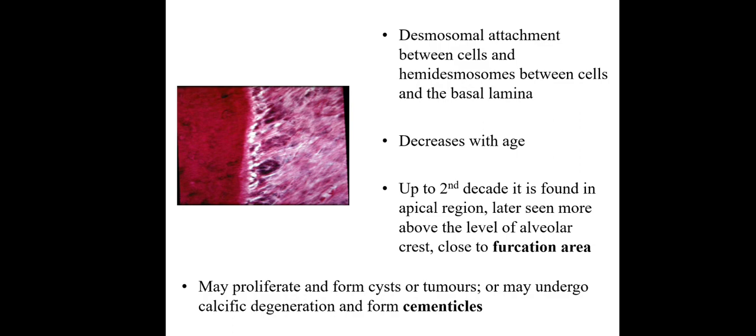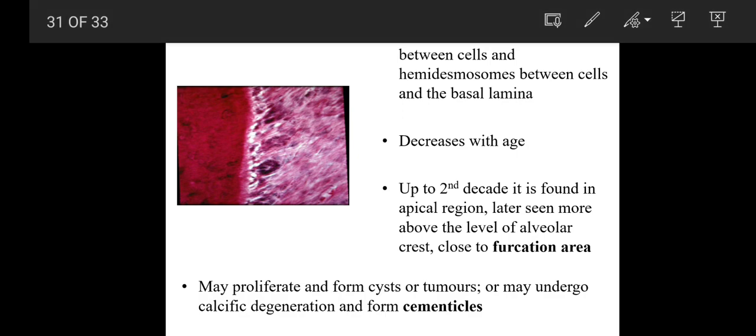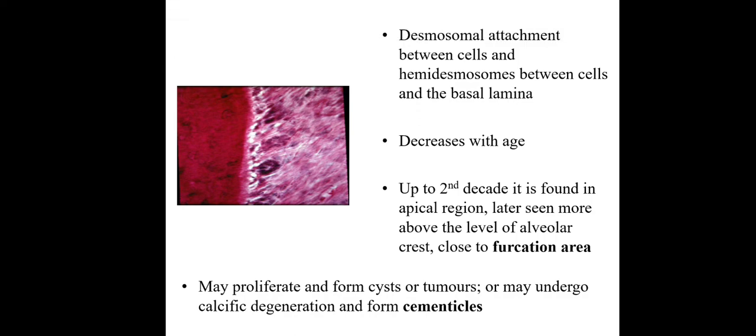With age, usually the number of epithelial rests of Malassez decreases. Ideally, they will decrease, but sometimes they may proliferate to form cysts or tumors. These epithelial rests of Malassez, which are supposed to be inactive cells present in the periodontal ligament, sometimes under some abnormal stimuli may start to proliferate and lead to the formation of odontogenic cysts or odontogenic tumors, or some may undergo calcific degeneration to form cementicles within the periodontal ligament. So most of them disintegrate, and some may form cysts or tumors or transform into cementicles.